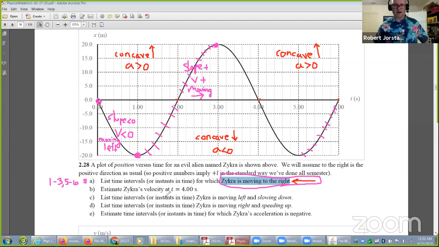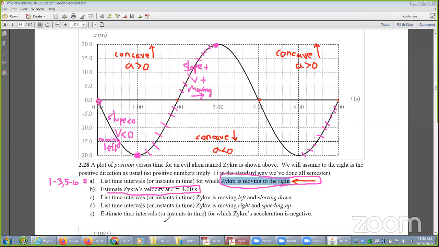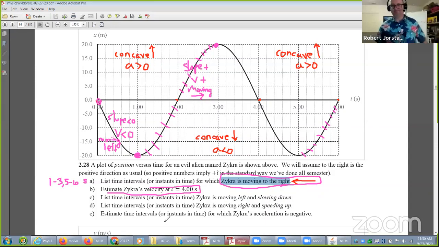All right. How do we get estimate? So I think this question now probably makes a lot of sense. How do you estimate the velocity at t equals 4 seconds? Is it 0 or is it non-zero? What do you think? Non-zero. Non-zero. So how do you do that?